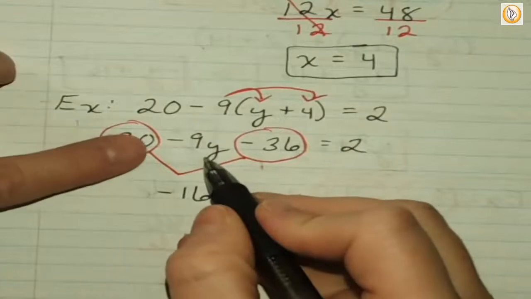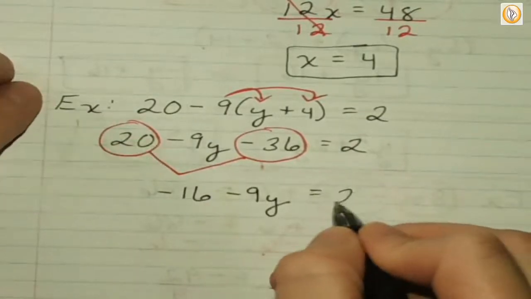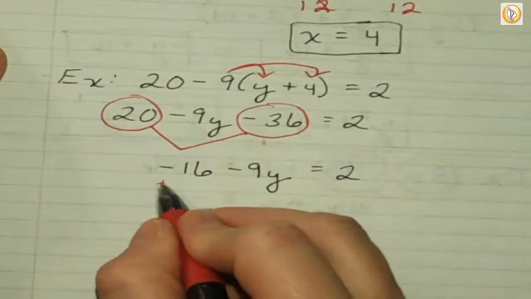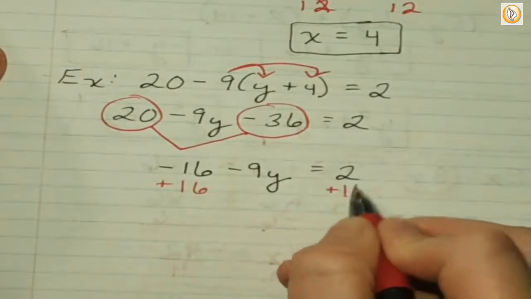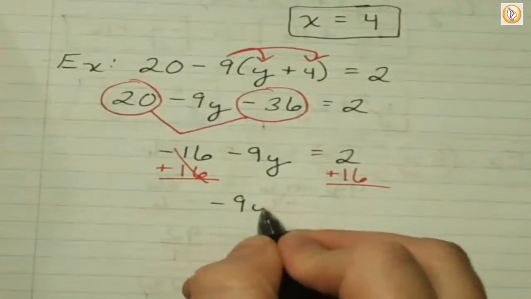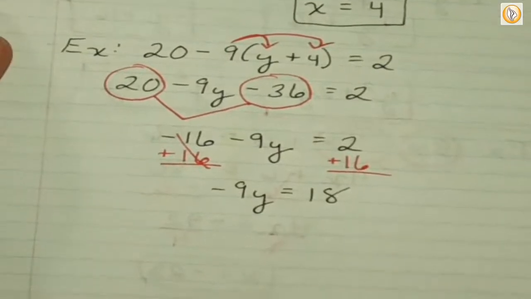Negative 16. I'm going to bring down my negative 9y equals 2. Italia, what do I do now? Now you add 16 to both sides of the equation. Very good. I get negative 9y equals 18. Kelly, what do I do now?